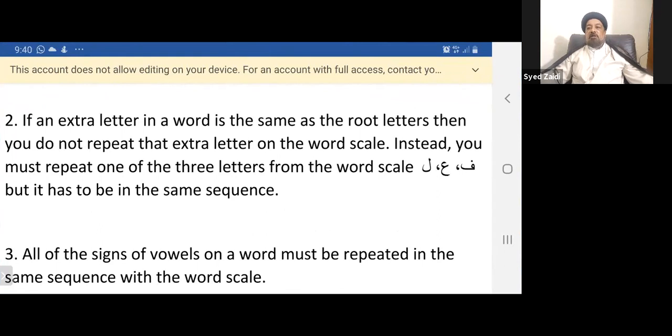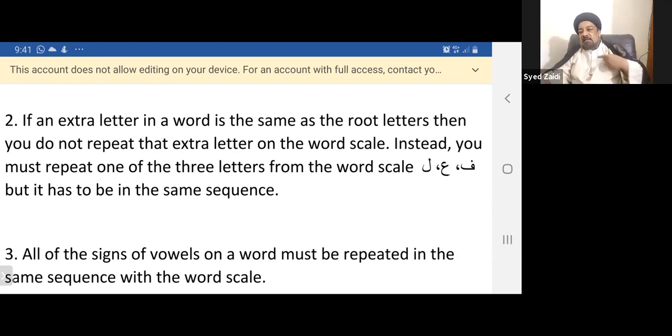If an extra letter in a word is the same as the root letter, then what do you do? Then you do not repeat the extra letter on the word scale. What do you do? You repeat the root letter. By that I mean, for example, it is jalbaba. So you do not say fa'al bala, for example. No, you don't say fa'al bala, but you will repeat the lam from the word scale and make it fa'alala instead of fa'al bala, for example. Do you understand?